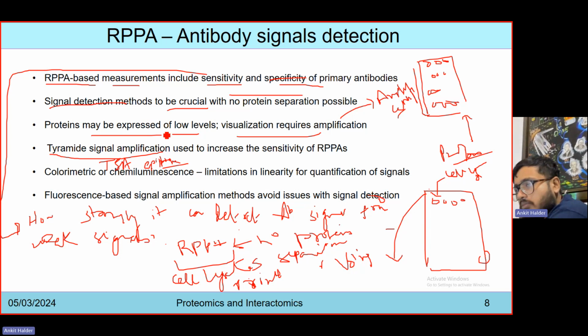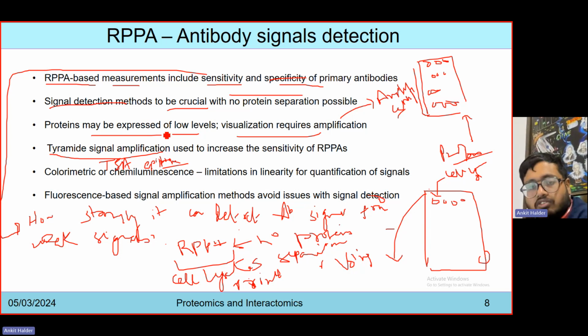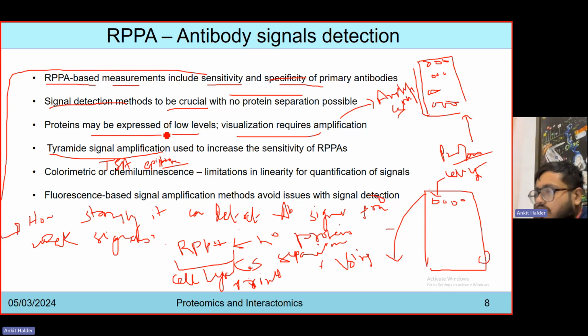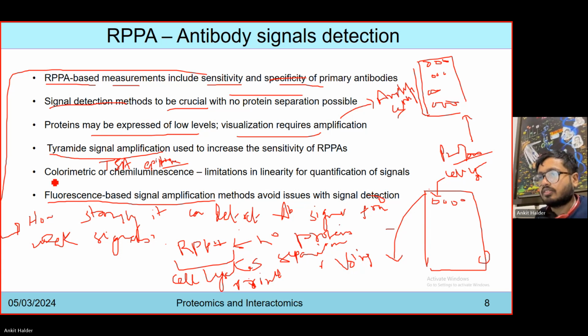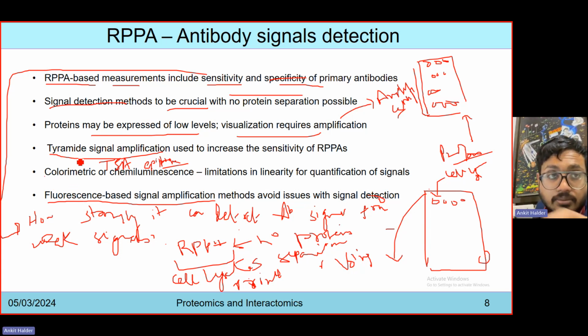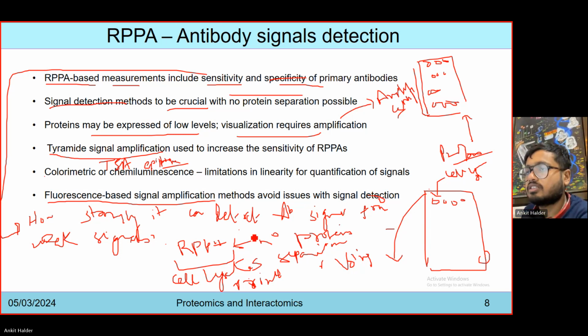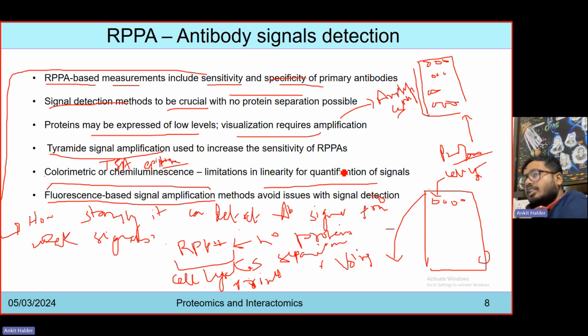Colorimetric or chemiluminescence methods have a problem with the linearity of the quantification of the signals. So fluorescence based signal amplification methods are generally used to avoid issues with the signal detection. As I mentioned previously, mostly fluorescence based signal amplification is used to avoid any kind of signal detection issues.